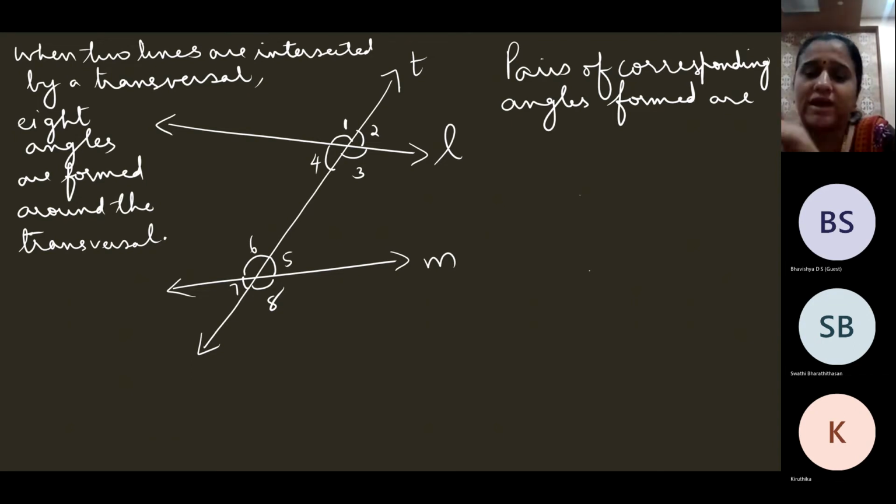Look at the conditions. Both the angles must lie on the same side of the transversal. That's the first condition. Then one angle must be an interior angle, the other angle must be an exterior angle. But they should not form a linear pair. Now, for example, if you pick an interior angle and exterior angle on the same side of the transversal, but they form a linear pair, then they are not corresponding angles. So what are the conditions? Same side of the transversal. One angle should be an interior angle and the other should be an exterior angle, but they should not form a linear pair. Tell me.